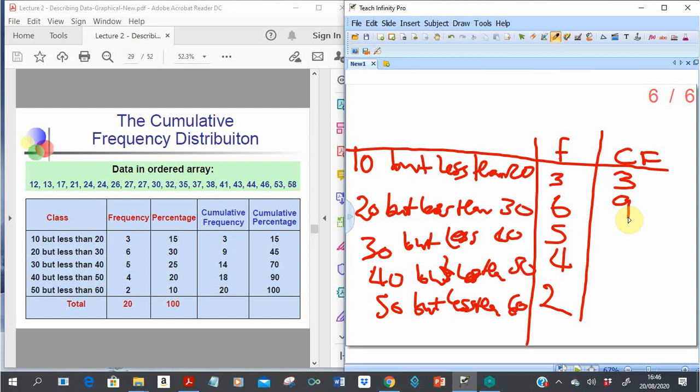For the third class, you have to add all the frequencies up to the third class. So you have 3 plus 6 plus 5, so 9 plus 5, which gives you 14. Then for the fourth class, you add all the frequencies up to the fourth class. That is 3 plus 6 plus 5 plus 4, and it gives you 18. And for the last class, you add all the frequencies up to the last class, and this will give you 20.